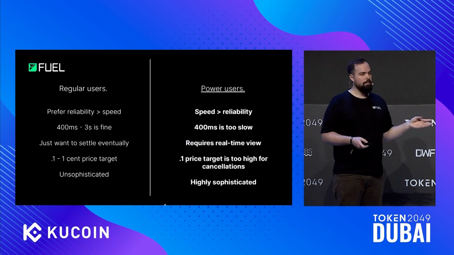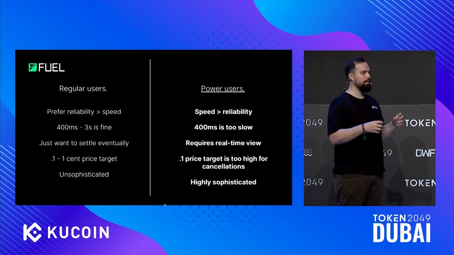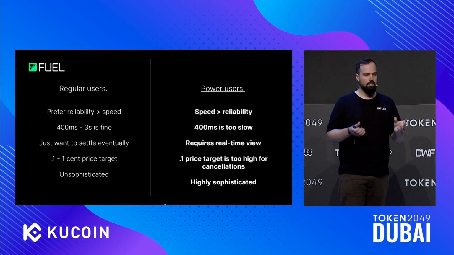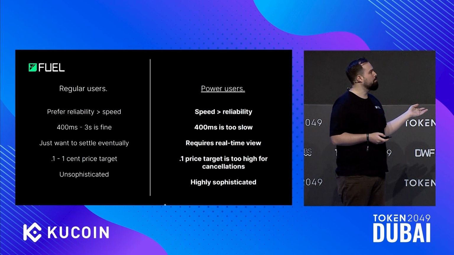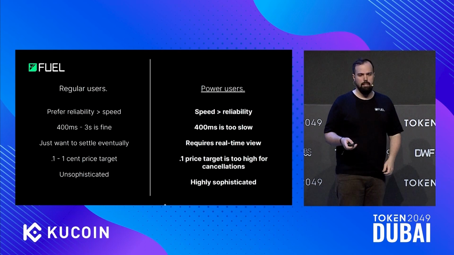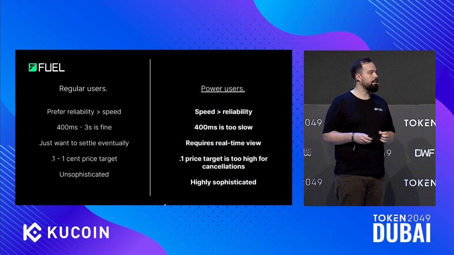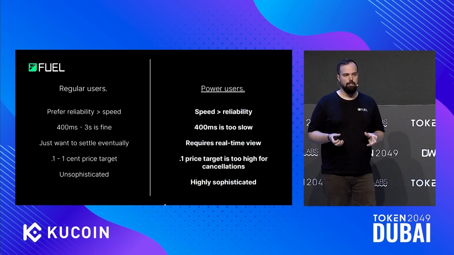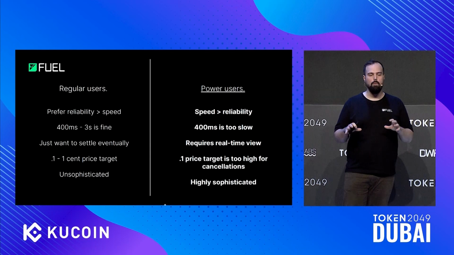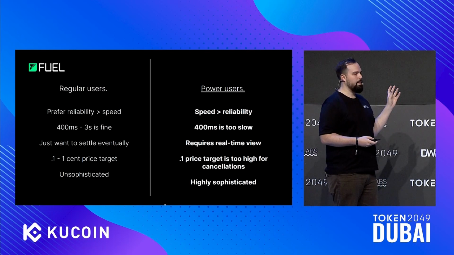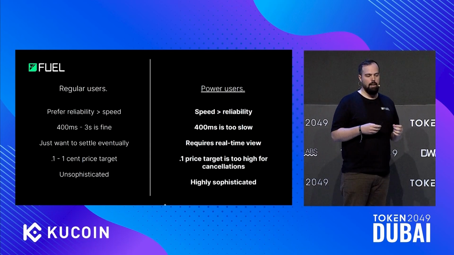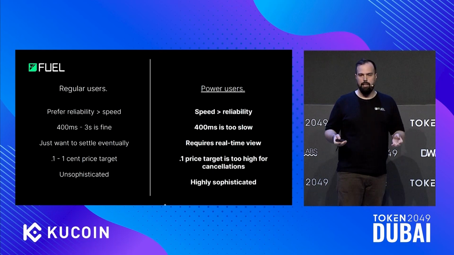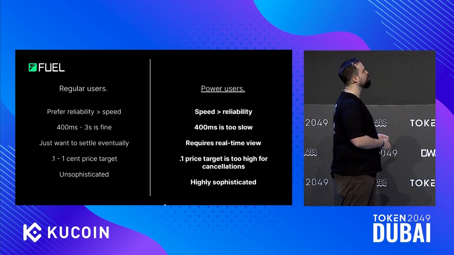400 milliseconds is way too slow. It requires more of a real-time view, so under 100 milliseconds. As well, the price target of even 0.1 cent is far too high for a lot of those actors. And as well, they're highly sophisticated, so they're typically running servers on T1 lines in well-positioned locations. For them, all the time that you spend just doing random gobbledygook is actually really affecting how they operate.